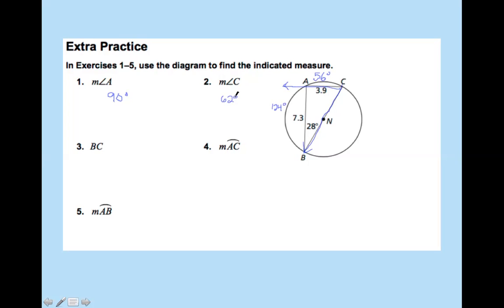Right, next we're asked to find the length of segment BC. So BC again is the hypotenuse of this right triangle. Since it's a right triangle and I know two sides, I can use the Pythagorean theorem to figure out its length. So to figure out BC, I'm going to do 3.9 squared plus 7.3 squared equals BC squared.